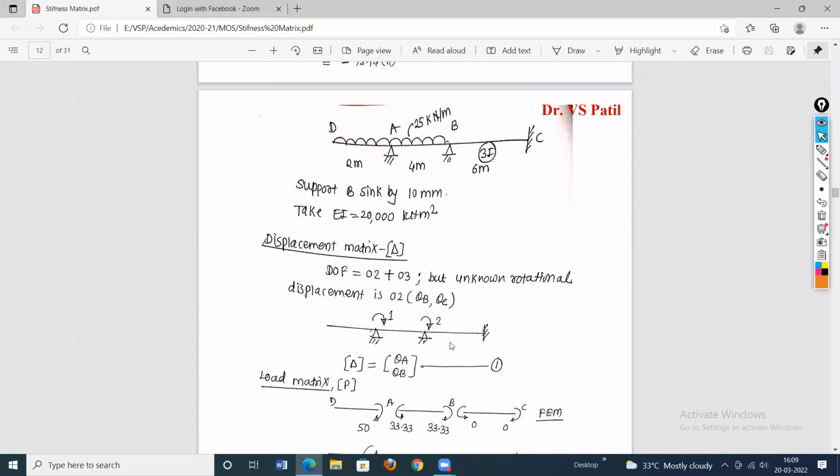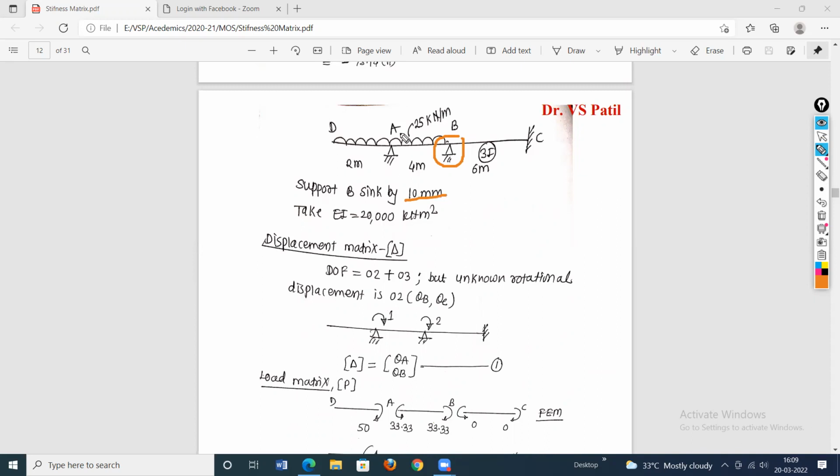Now this is video number 5 on stiffness matrix, and this is example number 4. Now this continuous beam, we will see the analysis by using the stiffness matrix method. So as compared to the previous example, what are the changes in this continuous beam? First of all, the beam support is sunk by 10 millimeter. That is the first thing.